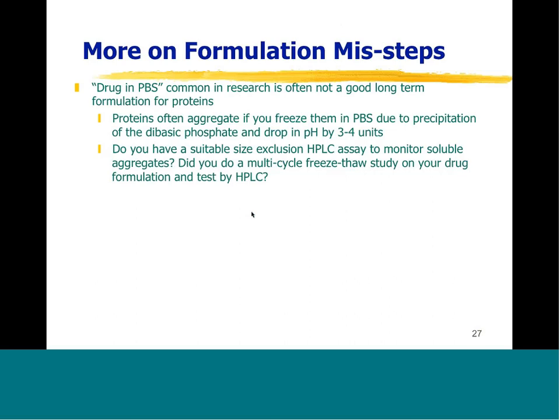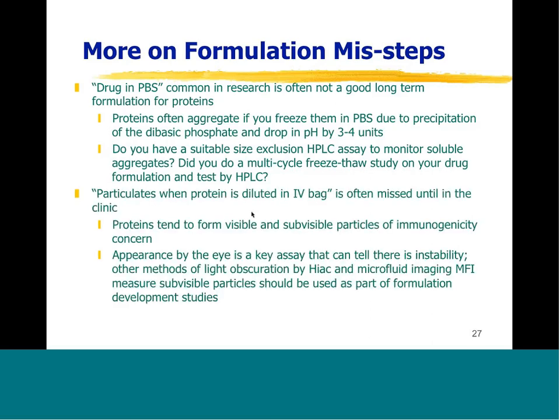Very common thing that I see, drug in PBS. Everybody uses PBS. It's wonderful for biology and for cells, but I highly warn you that if you're dealing with a protein, usually you aggregate in PBS if you freeze it. And the reason is that the dibasic form of the phosphate actually precipitates on freezing. The pH drops by 3 to 4 units, and many proteins are not happy at that low pH. So do your formulation development, and make sure that whatever you're developing, you do the freeze-thaw cycles and look for aggregation.